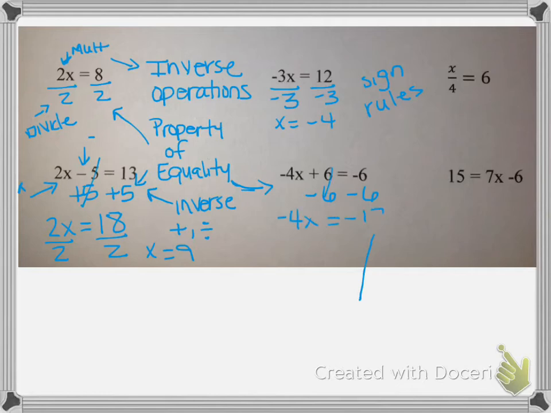I want to move that negative 6 over. And negative 6 and negative 6 is negative 12. There again is our integer rules. If they're the same signs, we want to add them together. Then I'm going to divide by negative 4 on both sides. That's a property of equality again.